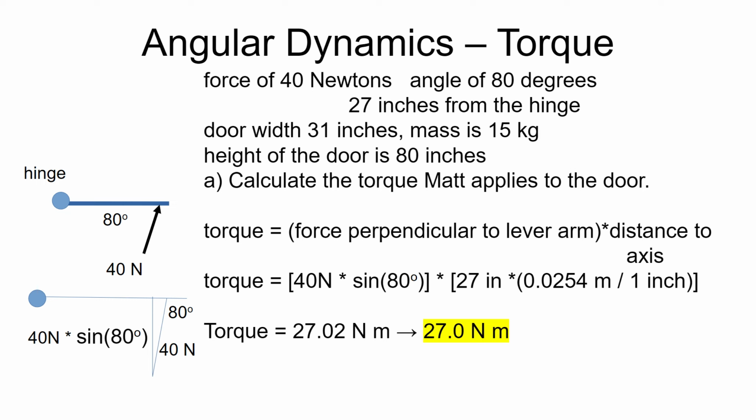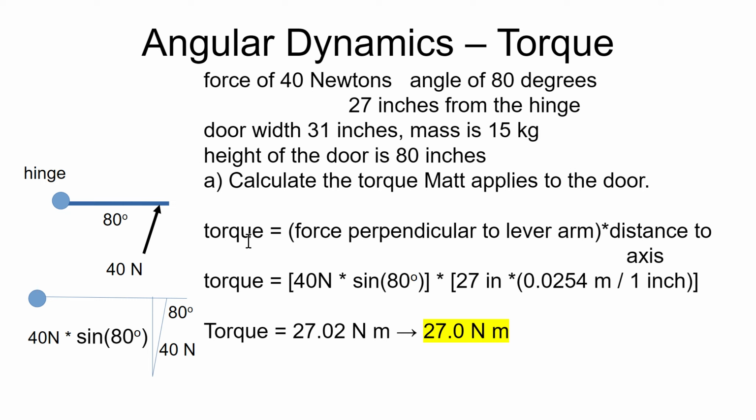I repeat the data that's given in the problem. We're using 40 newtons of force, and we're not pushing perpendicular to the door. We want to get a little practice in using a component of the force. So the 80-degree angle is our angle between the door and the direction of the force, and we're 27 inches away from the hinge where the force is applied for this first part of the problem. The door itself is 31 inches wide, has a mass of 15 kilograms, and we'll give you this data: height of the door 80 inches, and we'll see if you want to use that or not.